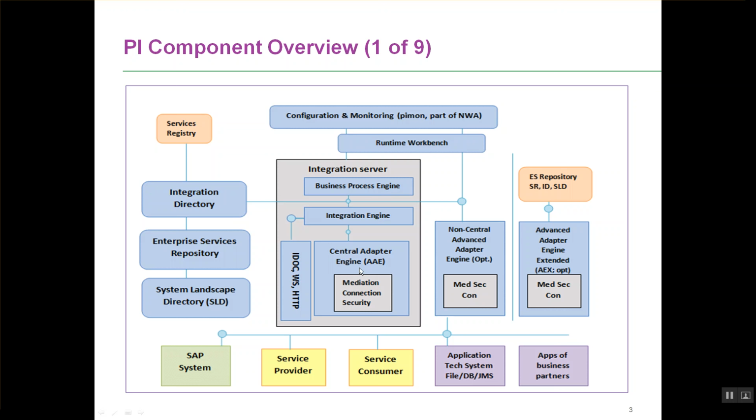The central adapter engine is nothing but the connectivity layer. It contains all the adapters. Basically, because PI needs to talk to multiple applications, PI needs to support different types of connectivity options. So that is done by the central adapter engine. The integration engine is where the main pipeline of PI gets executed, and the business process engine is where a specific component of PI called CCBPM will execute.